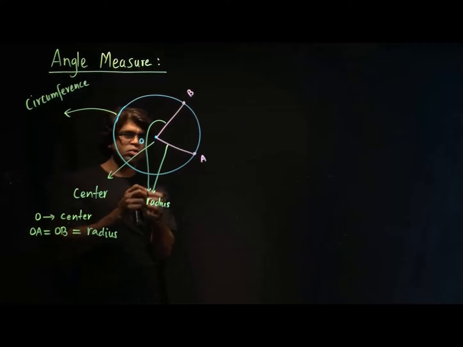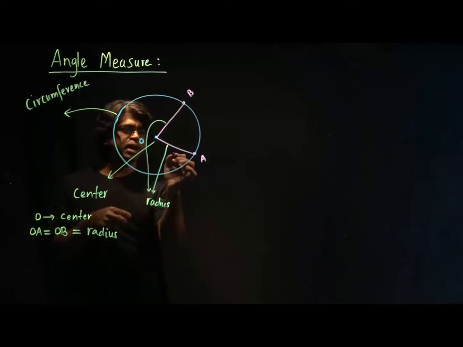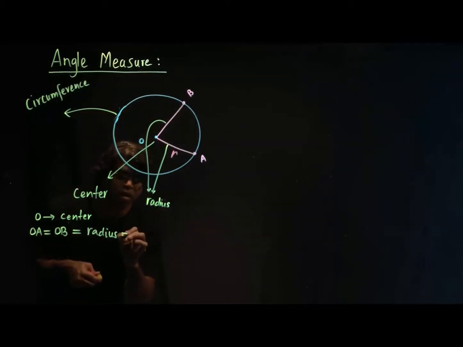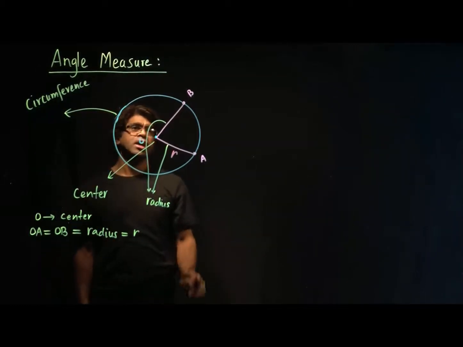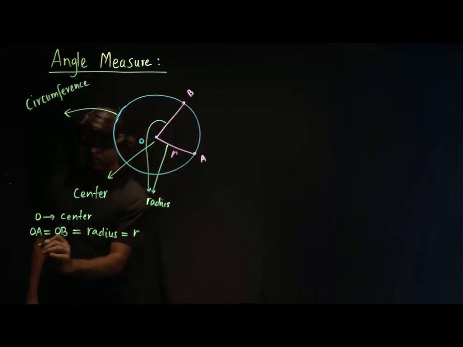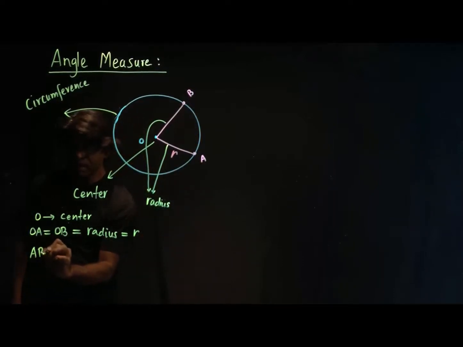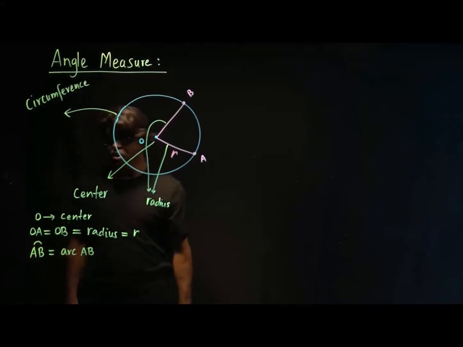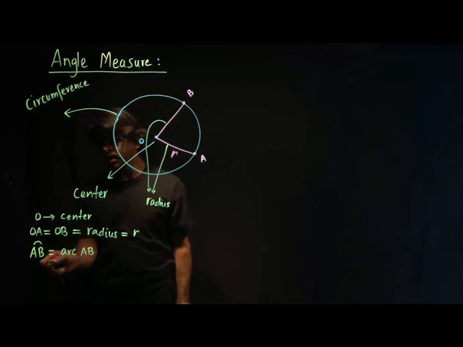So I'm going to consider my radius as a small r. And AB, I'm going to write AB, and then I will make an arc at the top that says this is my arc AB, and this is how I read it. So if I have AB or anything written with this symbol at the top, I will read it as arc.